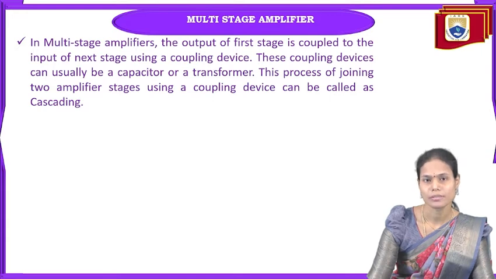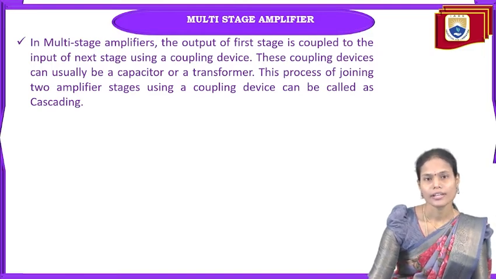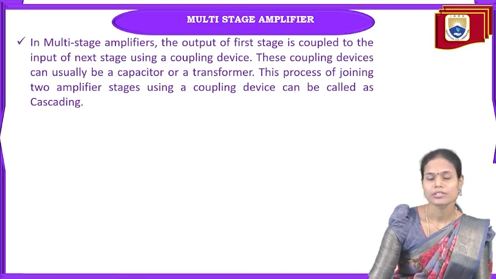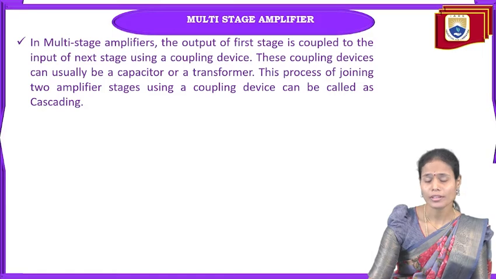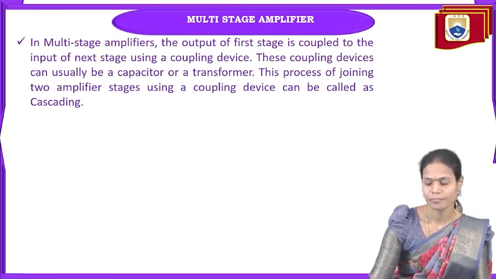Why we are moving to multi-stage amplifiers is in order to improve the overall voltage gain, current gain and input impedance of the amplifier circuit, and to reduce the output impedance. Why are we improving these parameters? In some applications the parameters provided by single stage amplifiers are not sufficient. Those parameters cannot drive high power applications. So in order to serve high power applications, we make multi-stage amplifiers.